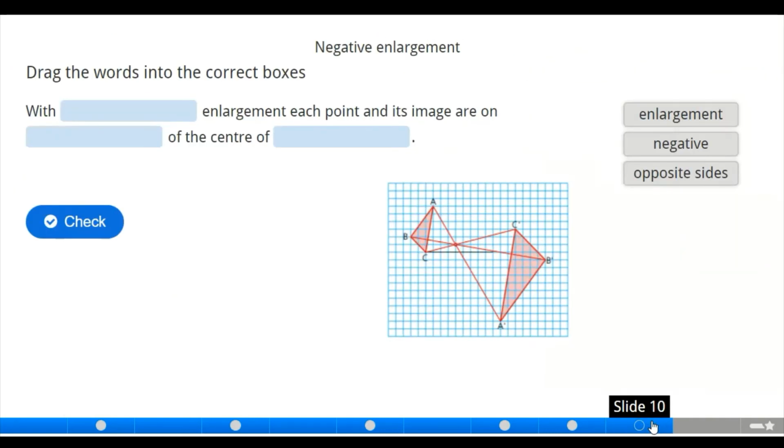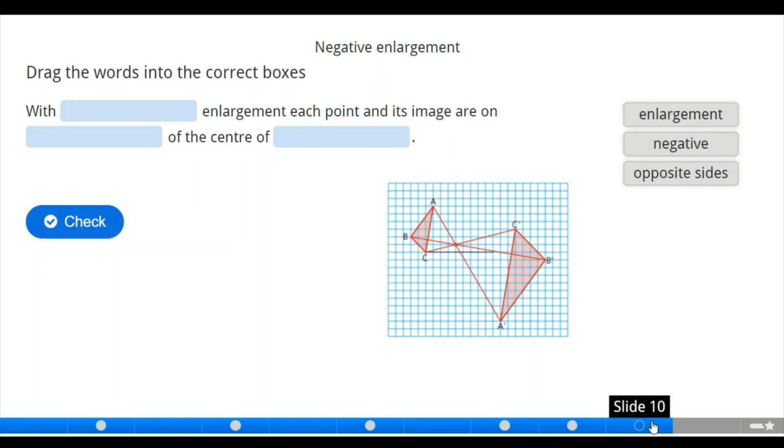Now we are looking at negative enlargement. When you are trying to deal with negative enlargement, each point has its image on the opposite side of the center.